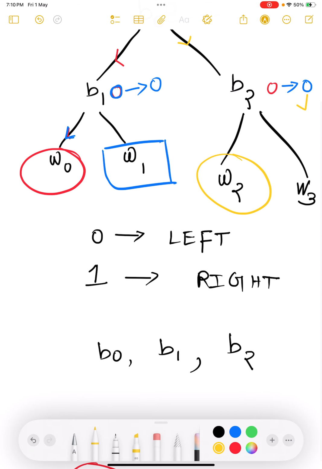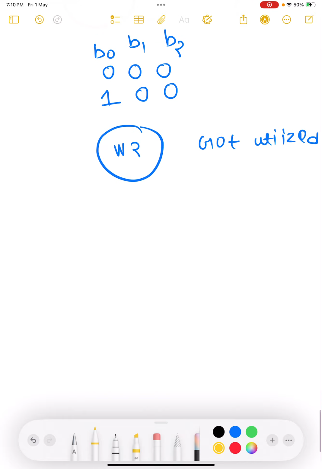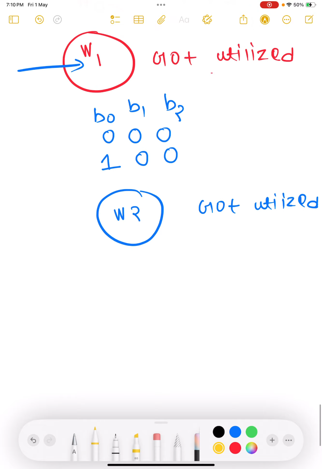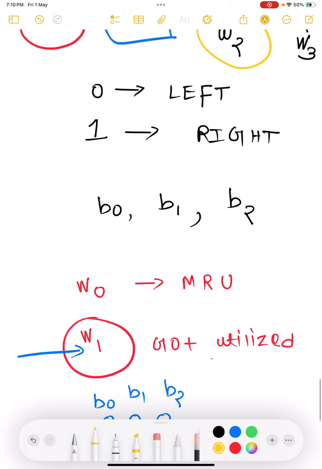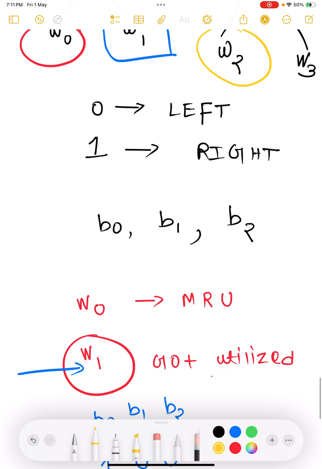Right? So B2 will get switched to 0 to 1, so that you will move towards way 3, not towards way 2, and you are moving away from way 2, and this is a satisfying result. So what changes do we require now? In the next cycle, what will become B0? Because you have to move away from way 2.